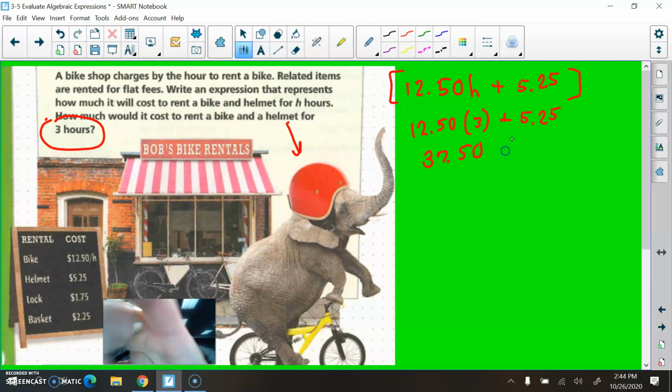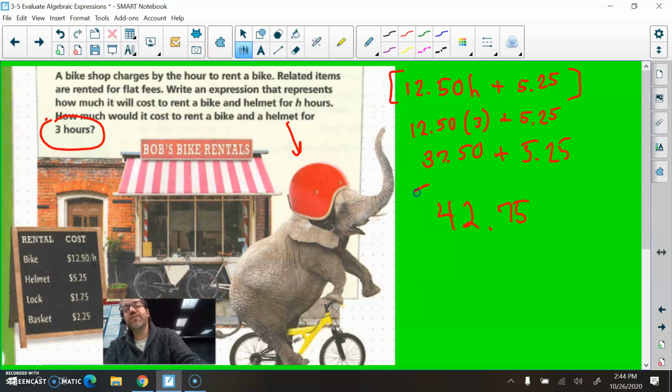Then we add to that $5.25, which is how much we're paying to use the helmet. And then when we add these together, we get $42.75. And that would be the total cost to rent that bike for 3 hours and also the helmet. So I hope that makes sense how that works.